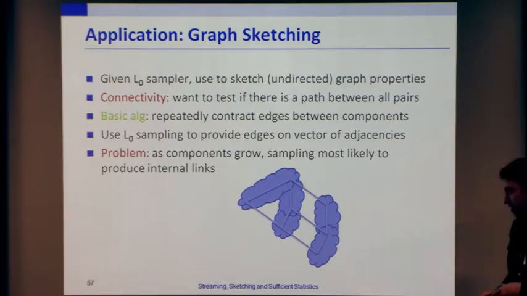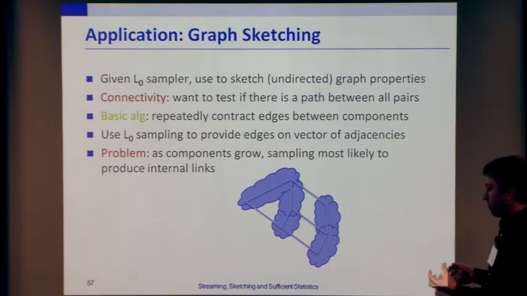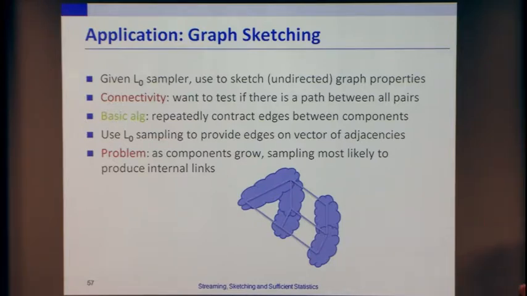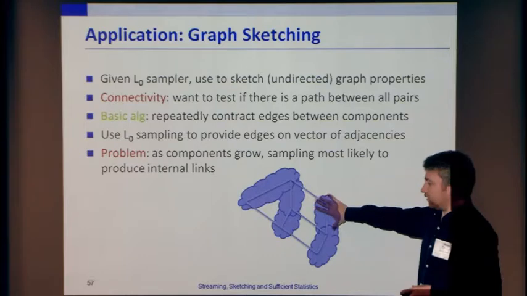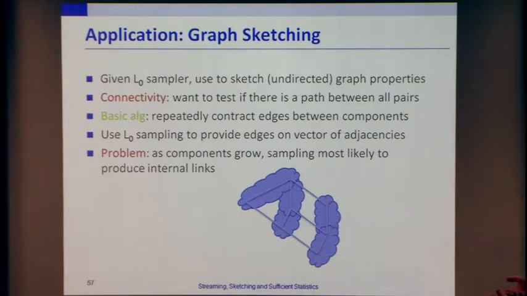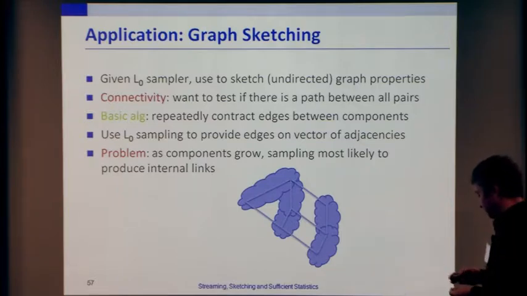But if I think about iterating this procedure as my components grow, I hit a problem. As these components grow, if I'm sampling uniformly from the set of edges incident on a node, then I'm most likely going to learn about edges that are internal to a component. What I want to do is, in some sense, ignore internal links within a component, because those don't tell me anything new, and only focus on edges that connect across components.